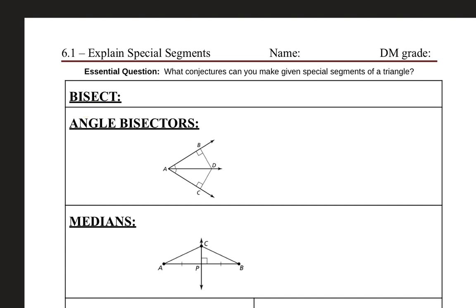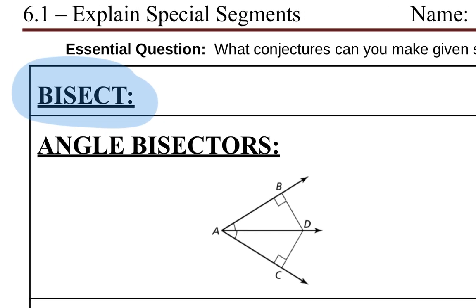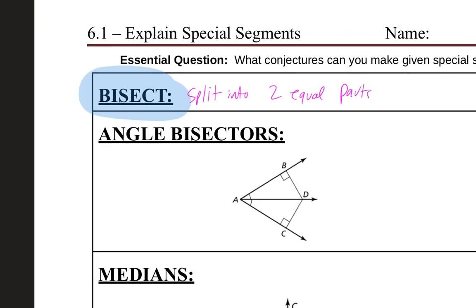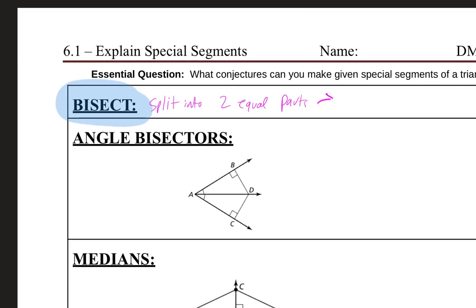So I want you to take a couple highlighters today and choose a couple colors that you like. So the first one I'm going to use is for when we're doing vocabulary words. So bisect. What does bisect mean? Think about from last semester what we talked about, bisect. Of course, bisect means to split into two equal parts. Whenever we bisect something, it may be an angle or it could be a segment. So we're going to talk about both of those today.